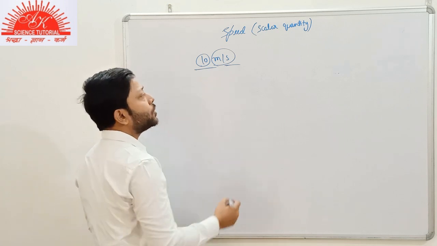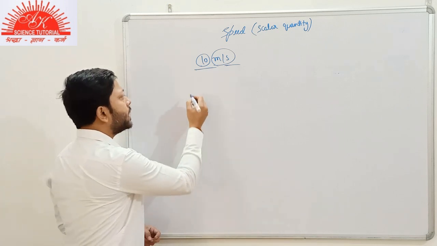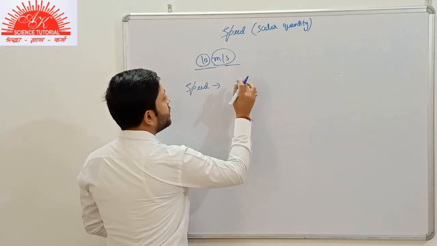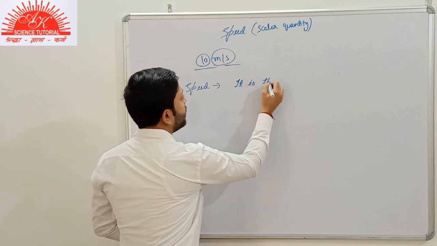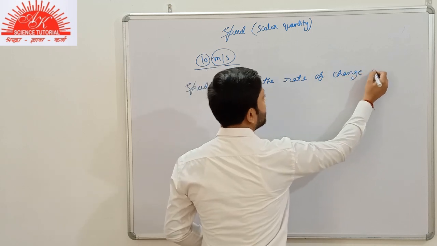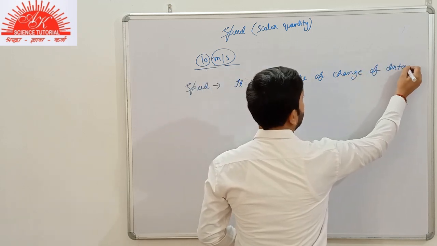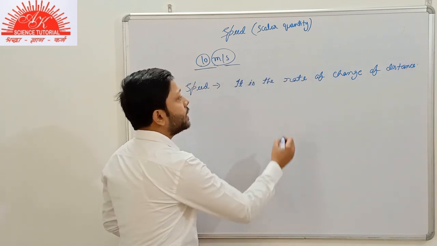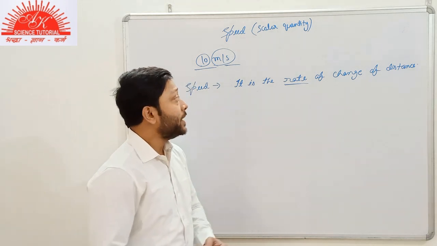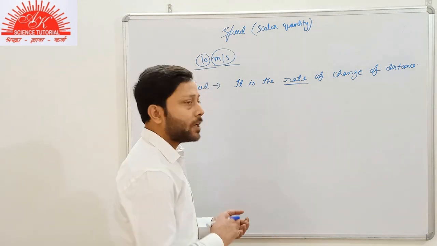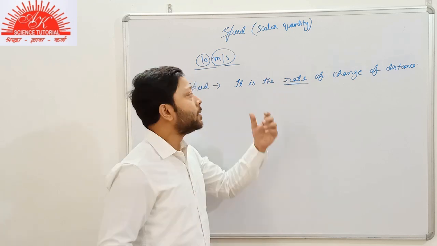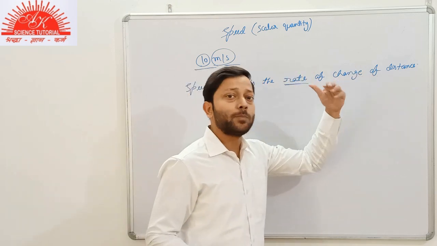Suppose that I am asked to define speed. What do I state? What is speed? It is the rate of change of distance. Now let me tell you something. Whenever you see the term rate being used anywhere, rate means per unit time. Whenever you see this term in physics, rate means per unit time, the change of distance per unit time.